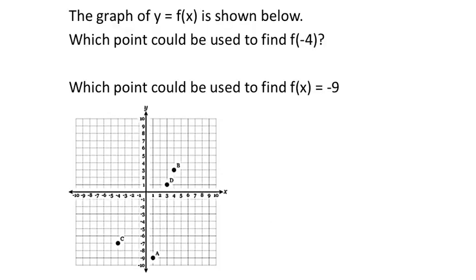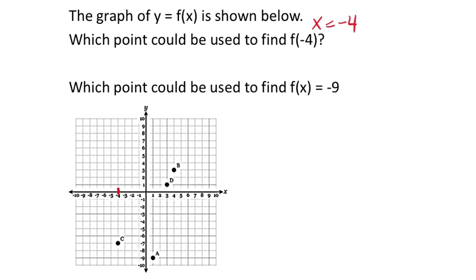Let's see an example. The graph of y equals f of x is shown. It's just a bunch of ordered pairs, right? We've got C, A, D, and B here. But it says, which point could be used to find f of negative 4? This is telling us here that x equals negative 4. So I need to find on my x number line, the horizontal number line, negative 4. So negative 4 is, I found it, it's right there.